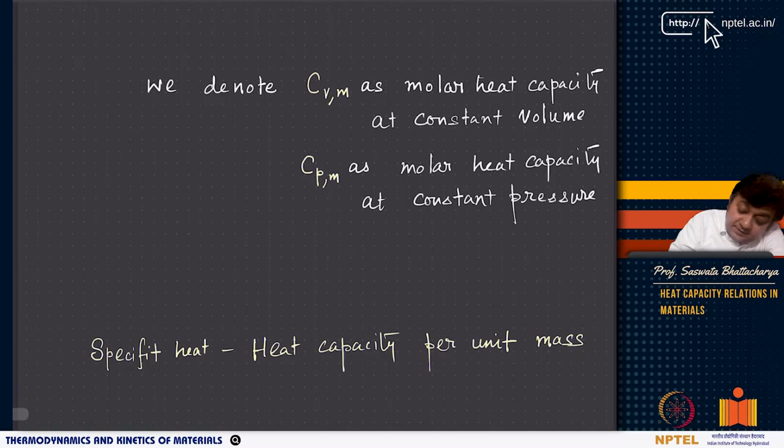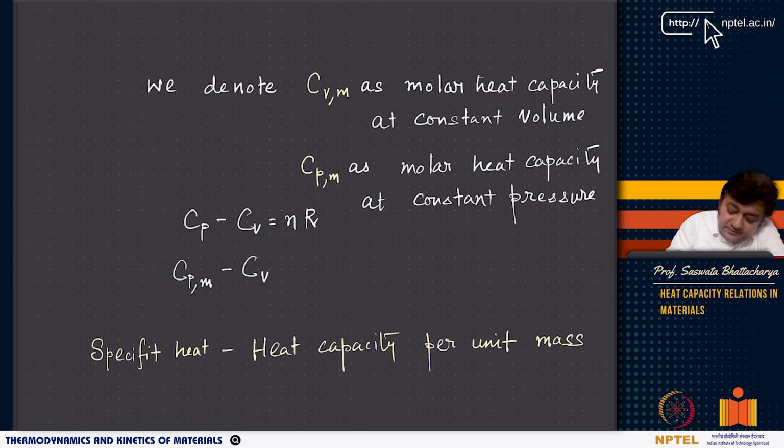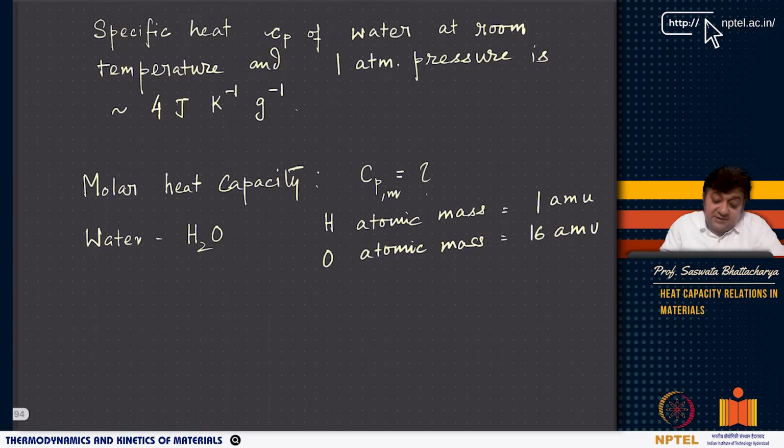Now, as you know, Cp minus Cv equals nR, where n is the number of moles. So now molar heat capacity Cp,m minus Cv,m equals R, because R has a unit of joules per mole Kelvin. These are things that you should understand. So, for example, if I tell you the specific heat of water at room temperature and 1 atmosphere pressure is 4 joules per Kelvin per gram.